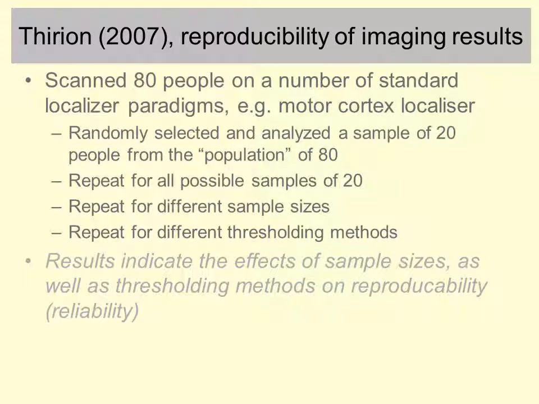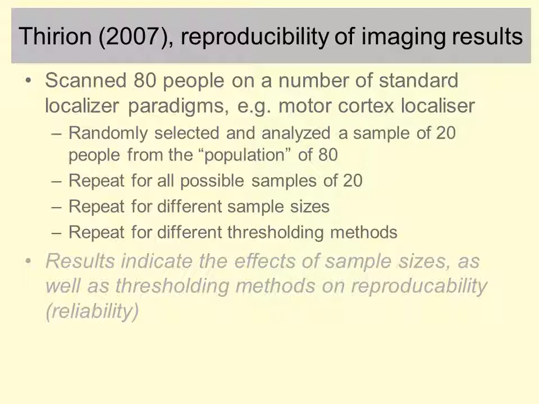Thirion scanned 80 people using a number of standard localizer paradigms, for example a motor cortex localizer. The motor cortex is localized by finger tapping. They then could randomly select subsets of their data. For example, they could randomly select a sample of 20 from their overall sample of 80 and recompute the analysis. And they can do that for another sample of 20. You can do it for all possible samples of 20, a bit like a Cronbach's alpha procedure.